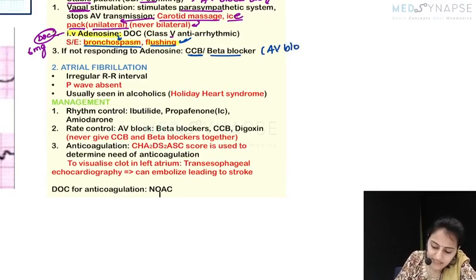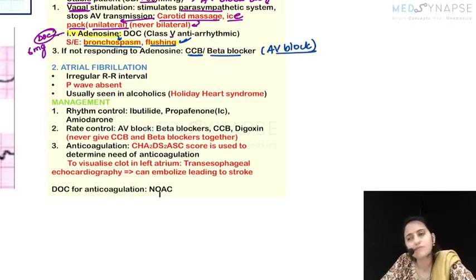These are also the drugs which cause the AV block. Remember ABCD, beta blocker, calcium channel blocker.